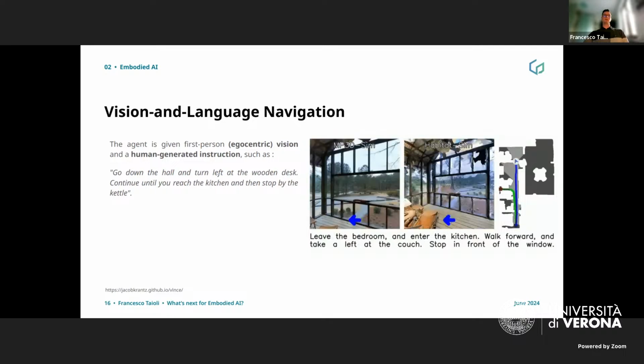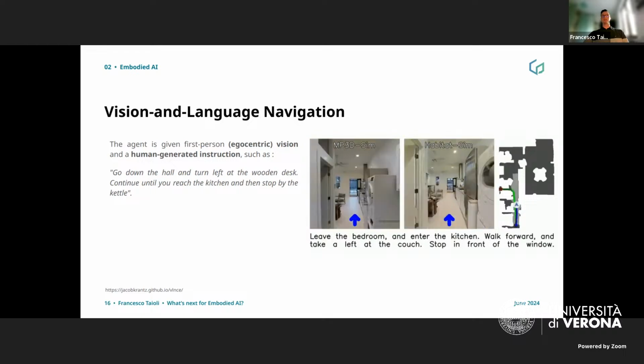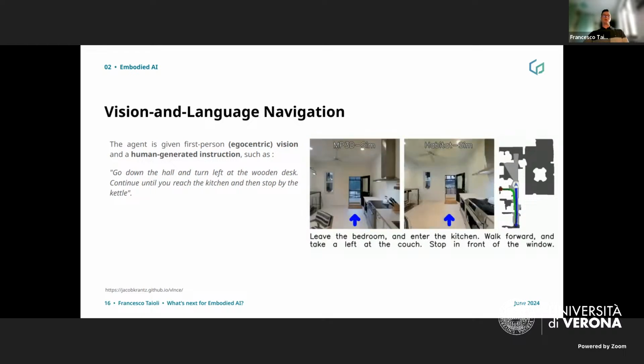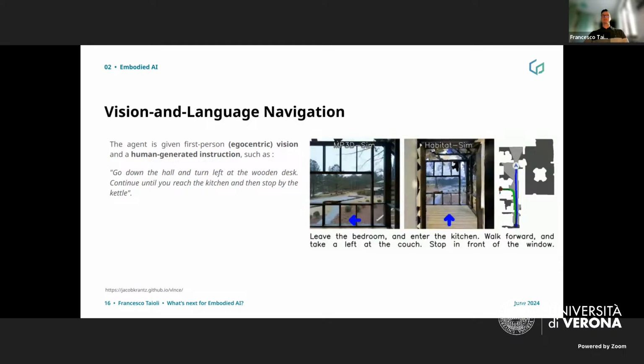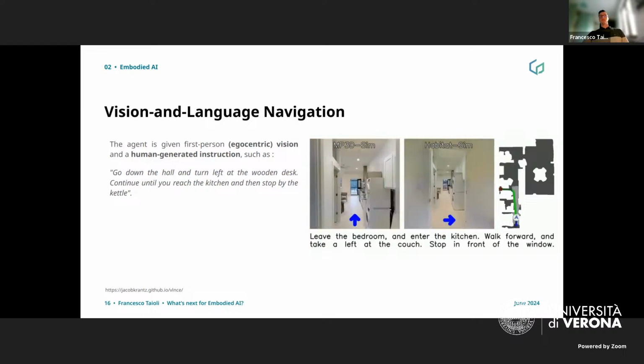I think the most common task in the embodied AI field is visual language navigation. In this case, the agent is given a first-person egocentric vision and a human-generated instruction. For example, go down the hall and turn left at the wooden desk. Continue until you reach the kitchen and then stop by the kettle.